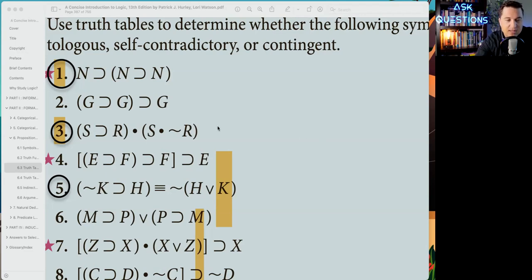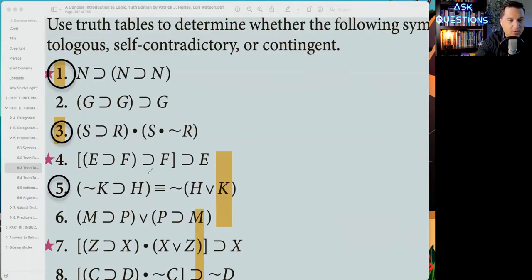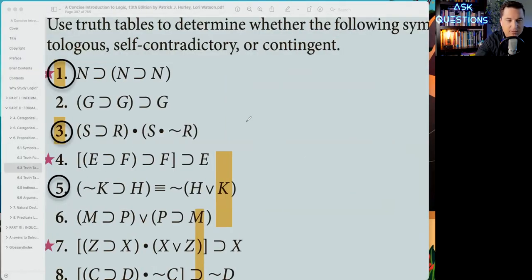So underneath its main connective, we are going to have all F's. Let's see, it just says what the answer is. Oh yeah, number one is a tautology. So how do we do 3 here?